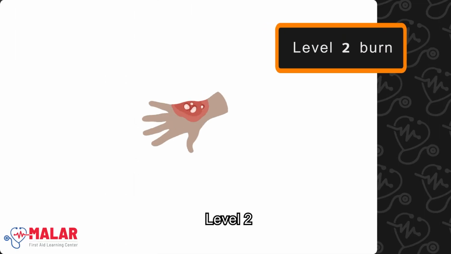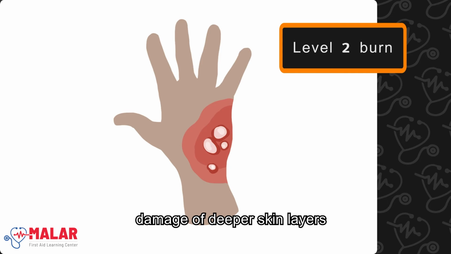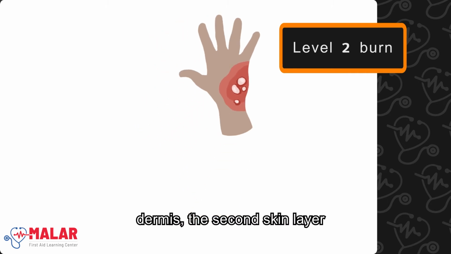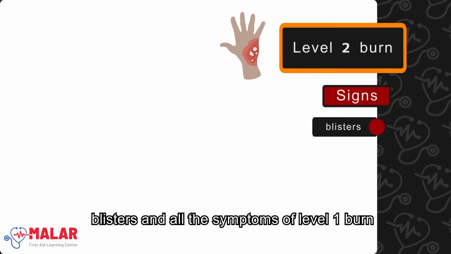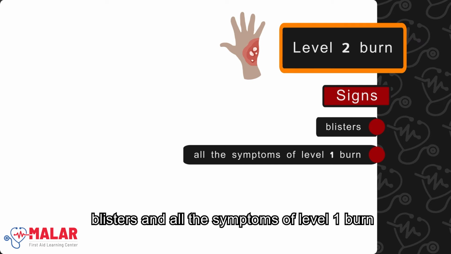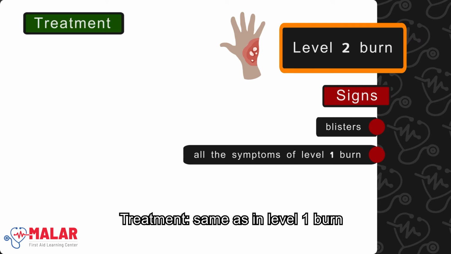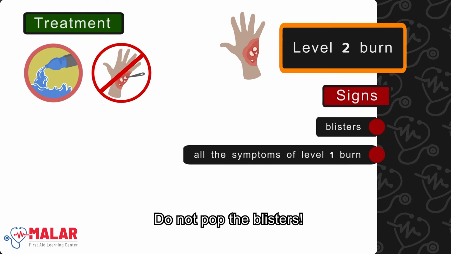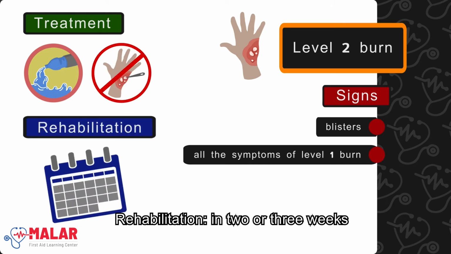Level 2. Damage of deeper skin layers. Dermis, the second skin layer. Signs: blisters and all the symptoms of level 1 burn. Treatment: same as in level 1 burn. Do not pop the blisters. Rehabilitation in 2 or 3 weeks.